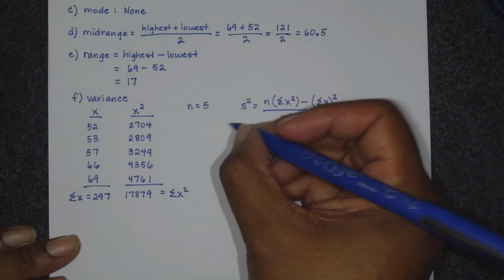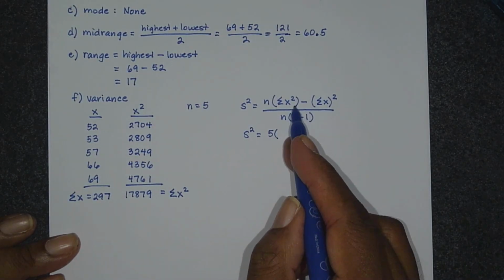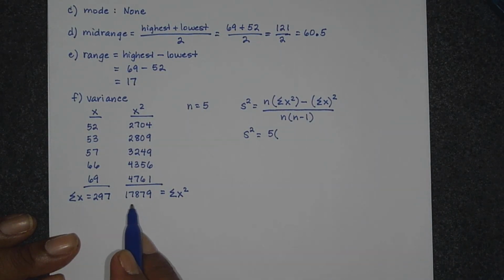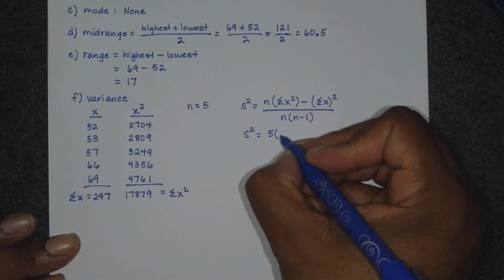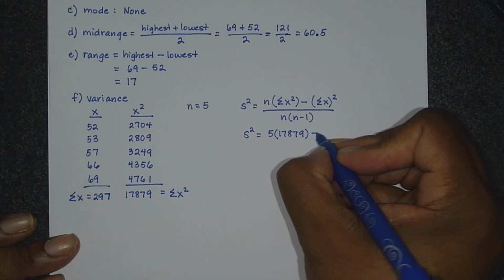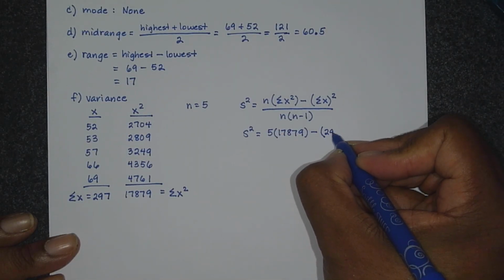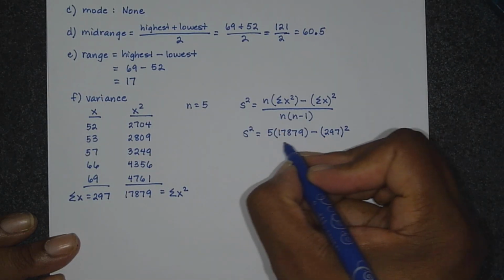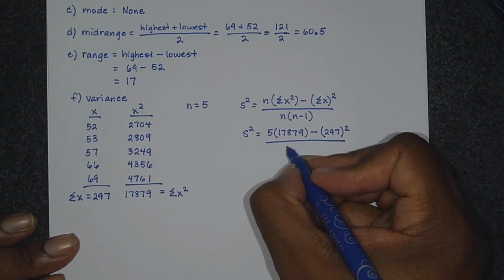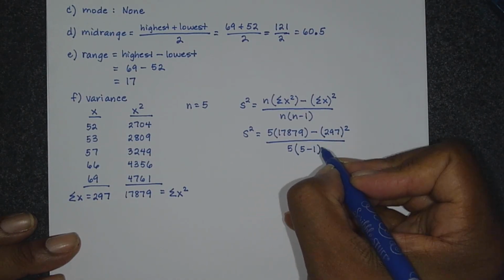Now the n, that's the number of data values, that's 5, times the sum of the x squares. We found this out to be 17,879 minus the sum of the x, that's 297, but that 297 will be squared, divided by n, which is 5, times n again, that's 5 minus 1.